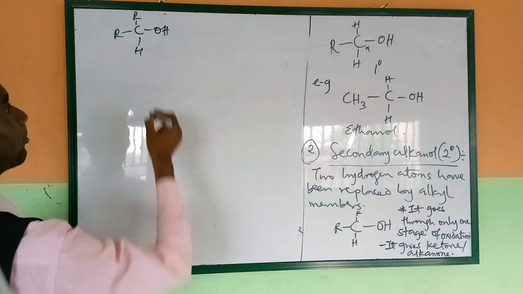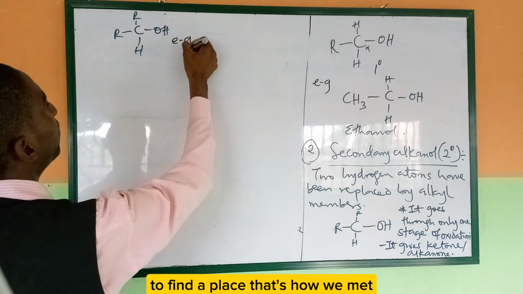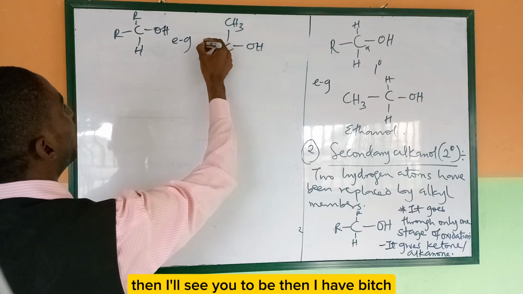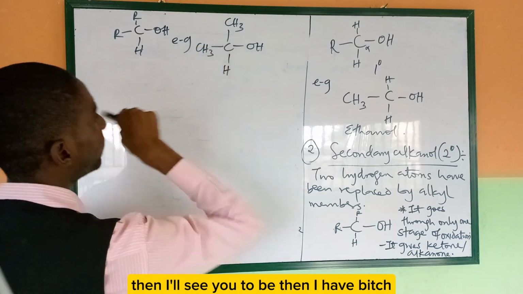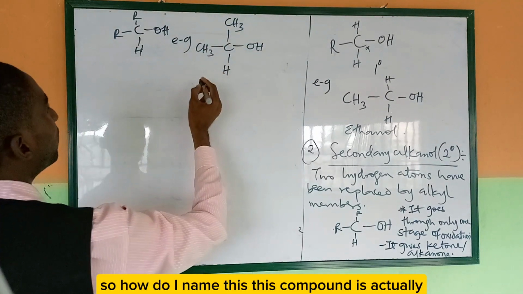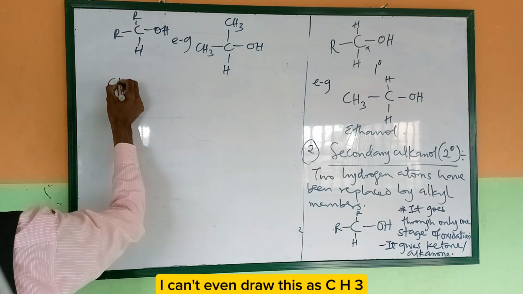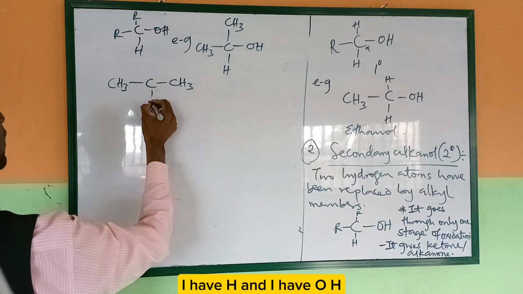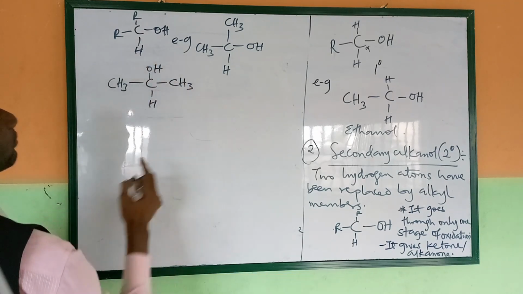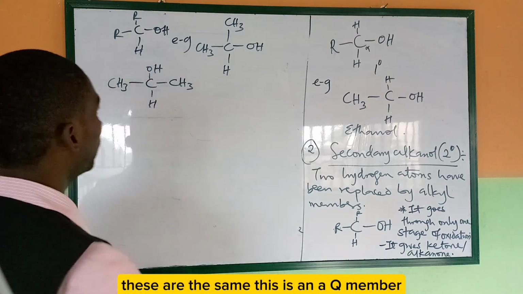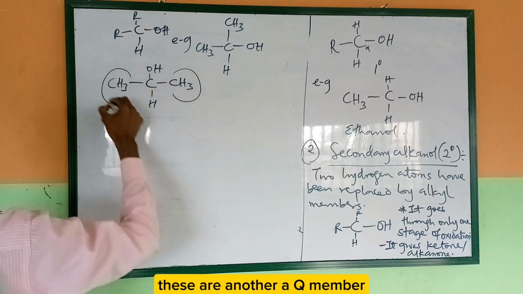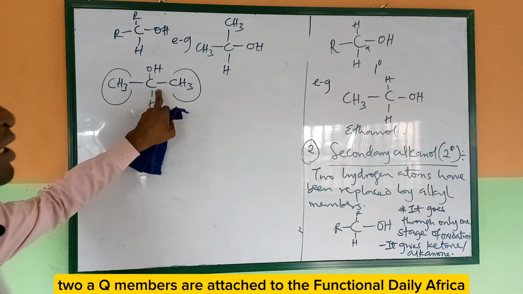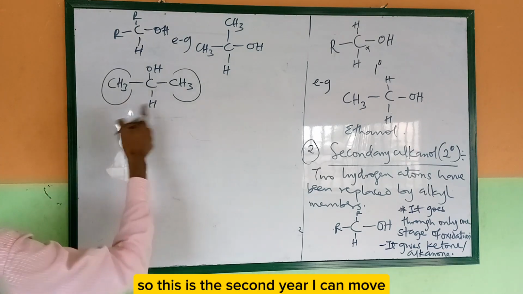Let's see the example of this secondary alkanol. If I replace this R with methyl, CH3, then I have CH3, C, OH, then I have H. How do I name this? I can draw this as CH3CHCH3, with carbon 2 having H and OH. These are the same. This is an alkyl member, this is another alkyl member. Two alkyl members are attached to the alpha carbon. So this is a secondary alkanol.